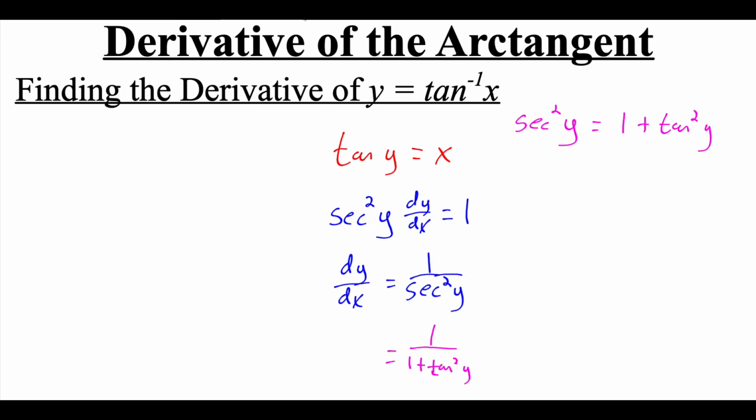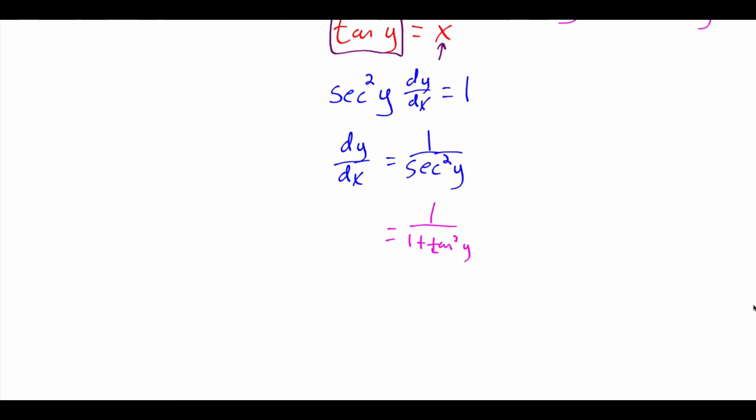But then, if we look at what we said earlier, we said that the tangent of y was equal to x. So in here where we have the tangent of y being squared, I'm going to replace the tangent of y with x. So then this is going to end up saying 1 over 1 plus x squared as our derivative.